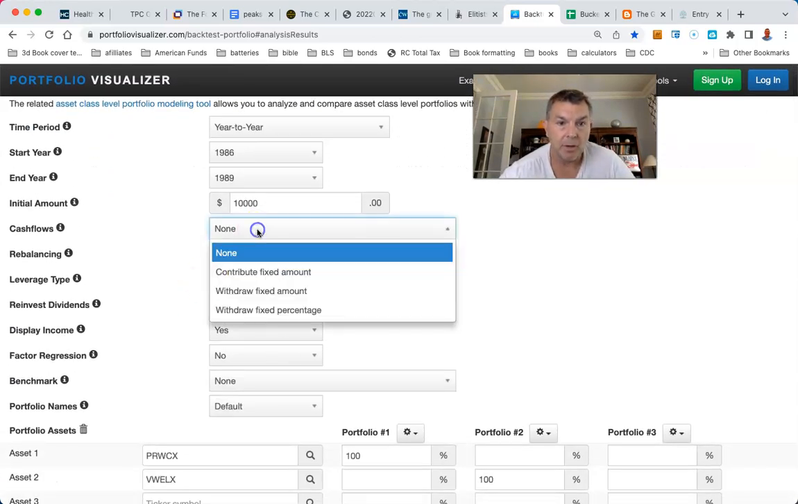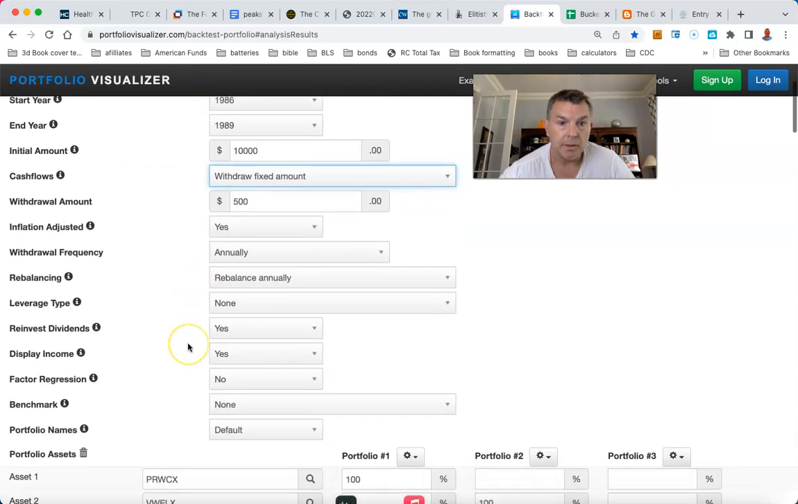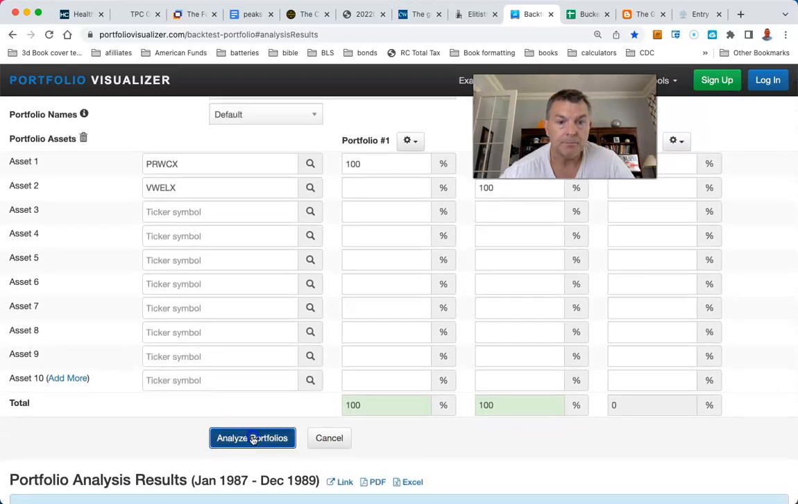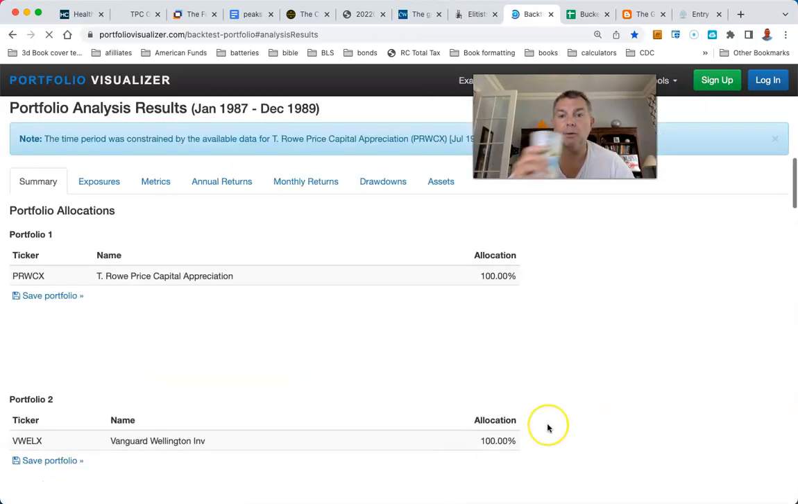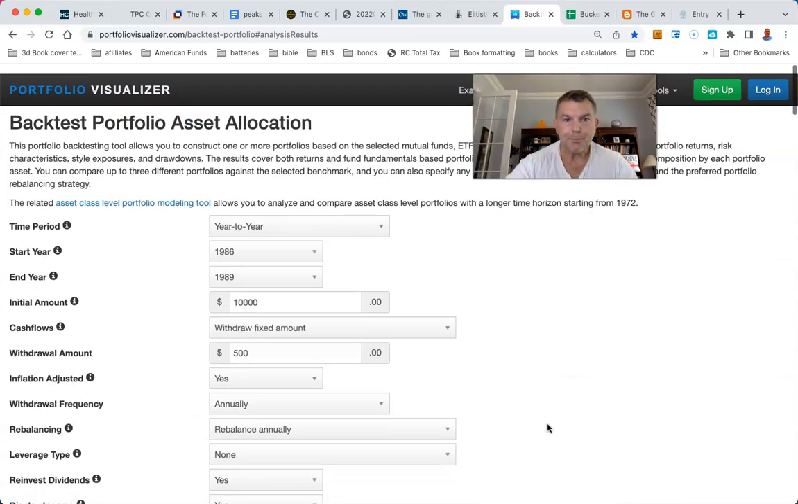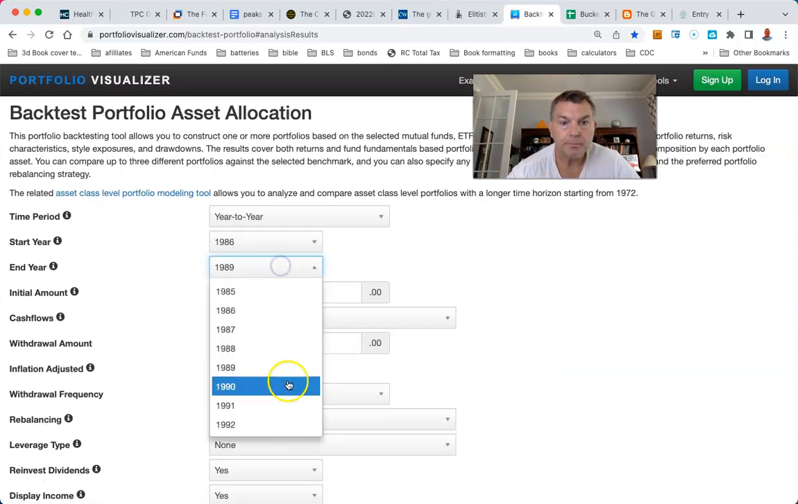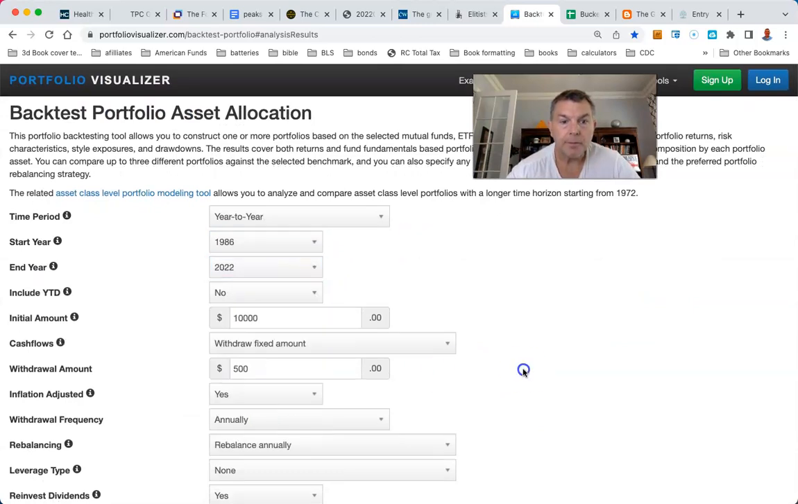Right, so now let's see about distributions. We're going to take $500 a year, and we're going to take, yep, there we go, good. Let's see how this, we're going to do time-weighted returns. I'll go back to right there. There we go.